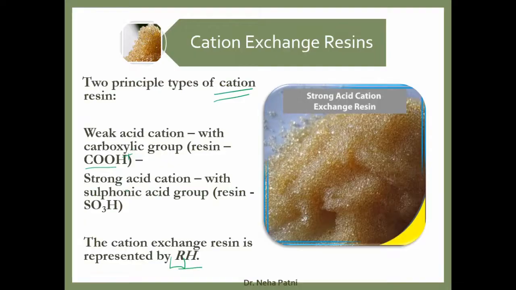So based on that, if the functional group is comparatively weak, you may call it a weak acid cation exchange resin. If it is sulfonic acid, it is comparatively strong. So cation exchange resin can be further classified as weak, maybe moderately strong, and then strong, depending on the type of functional group it is attached to.